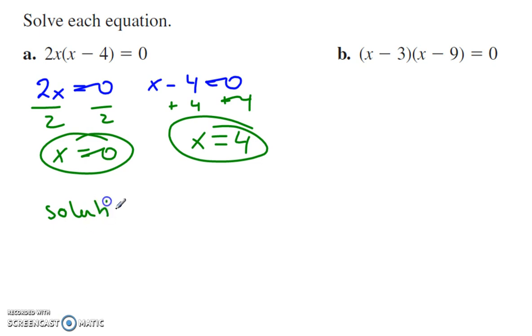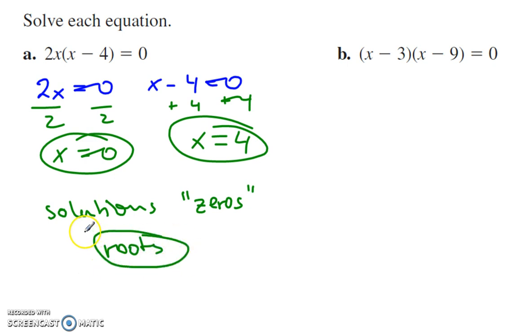Solutions, also called zeros, because those are the values that make this 0, or also called roots. So there are three terms that you need to know that mean the same thing. We're looking for the zeros up here. Now this is super easy.